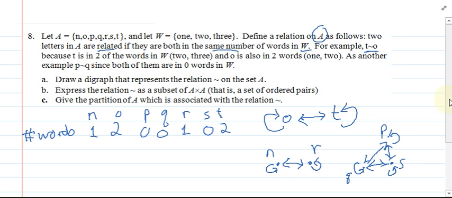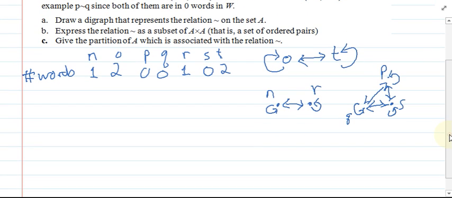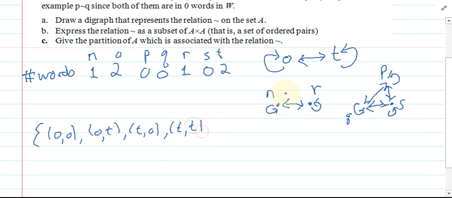Now, to express it as a list, as a subset of A cross A, that's a little bit long, but we can still do it. We just need to list the pairs associated with each one of these arrows. So for instance, here I have OO, and I have OT, and I have TO, and I have TT, and that's from the first graph there. Then from this graph, I'm going to get, similarly, NN, NR, RN, and RR.